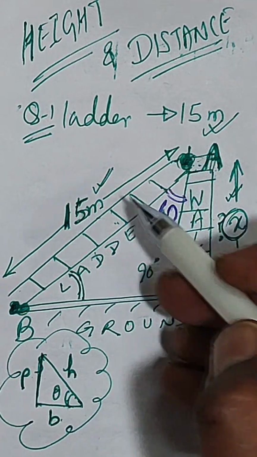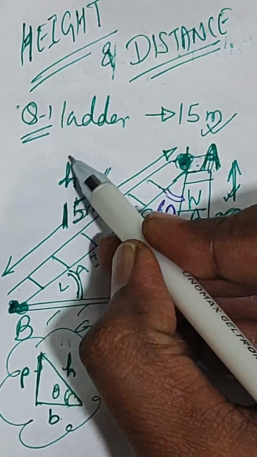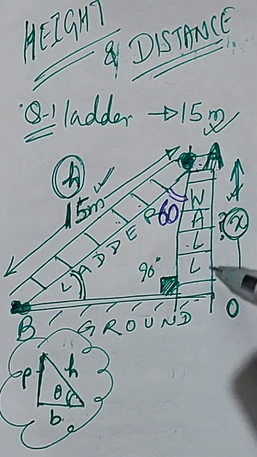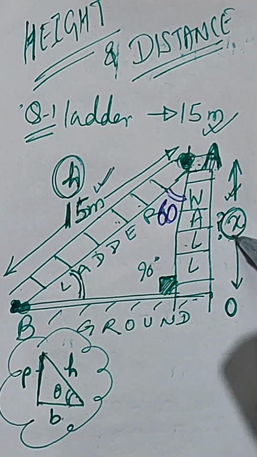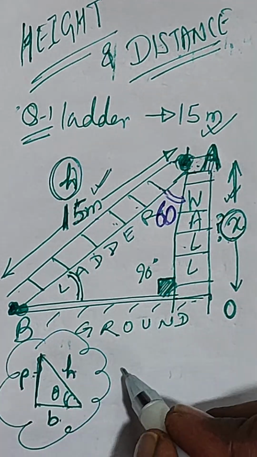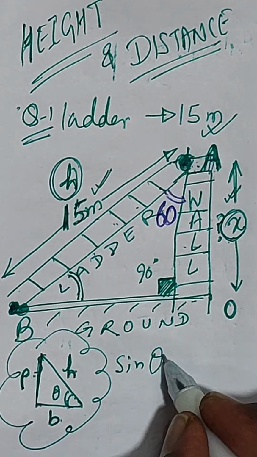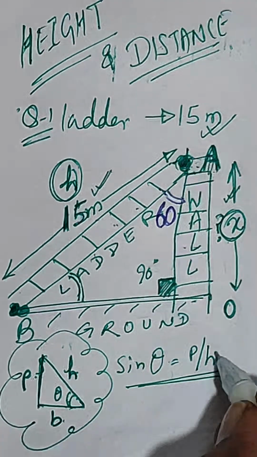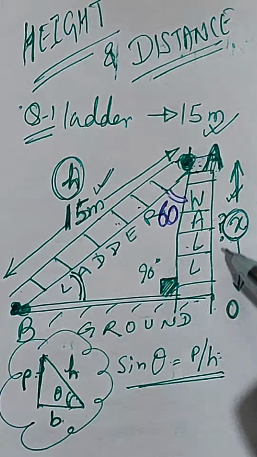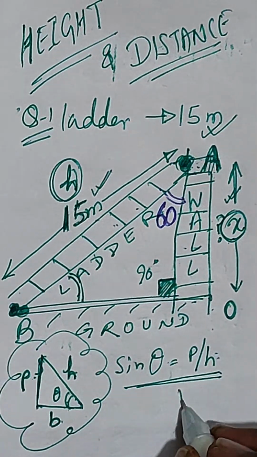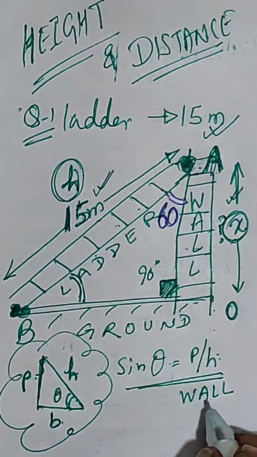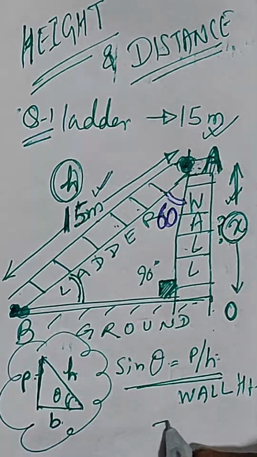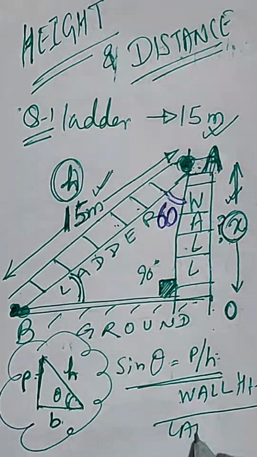Then here hypotenuse is known to you. 15 is the hypotenuse, h. Here the perpendicular needs to be calculated, right? So this perpendicular needs to be calculated. So perpendicular and hypotenuse is given by the relation sine theta, if you remember, p by h, right? So here perpendicular is the wall. Perpendicular is the wall. So we can say the height of the wall, or wall height, divided by the ladder height.